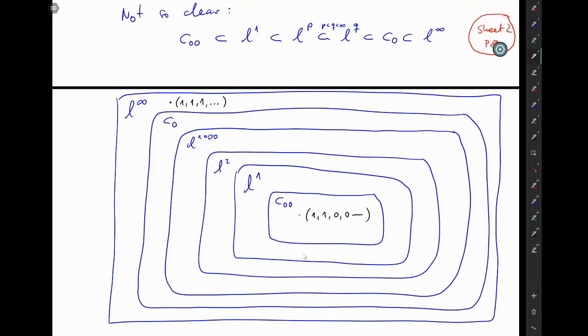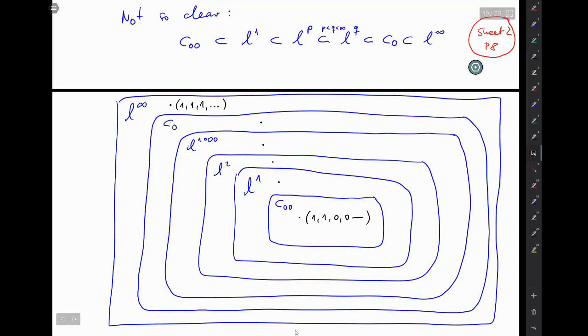This would be in C00, and then, well, it's a bit more tricky to find elements in these sets here in between that are in one but not in the next level of sets, but let's worry about this at some later point.